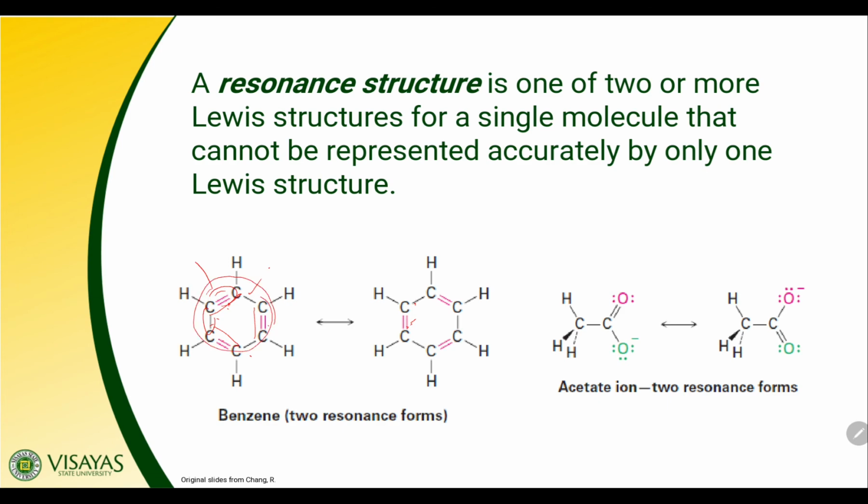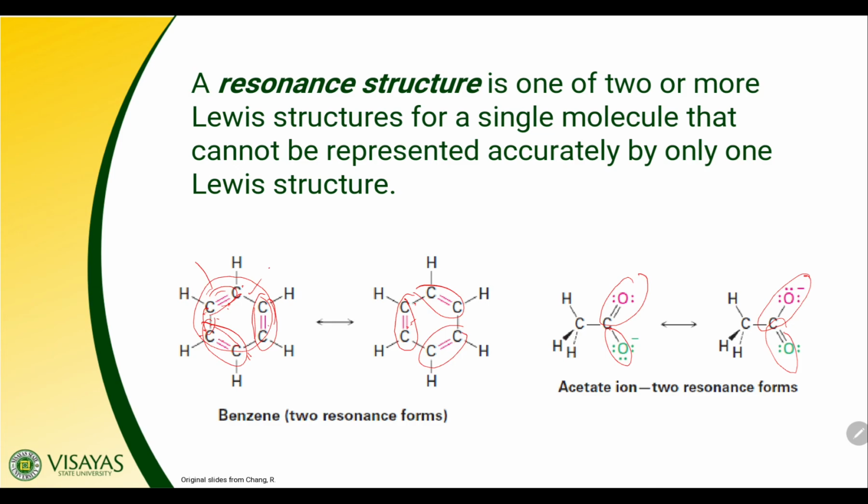So that means that the double bond could have been put between these two carbon atoms and these carbon atoms and this one, or it could be on the alternate, in these two carbon atoms here and this one. For acetate ion, we have two resonance structures. We have our carbon double bond here and carbon single bond, or the other way around, we have our carbon single bonded to oxygen and our carbon double bonded to oxygen.